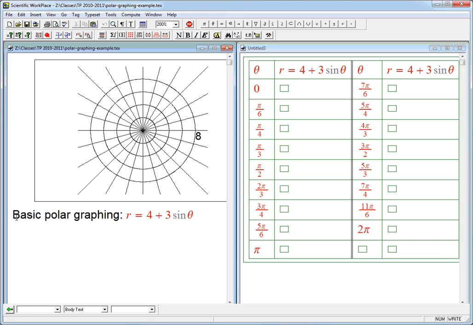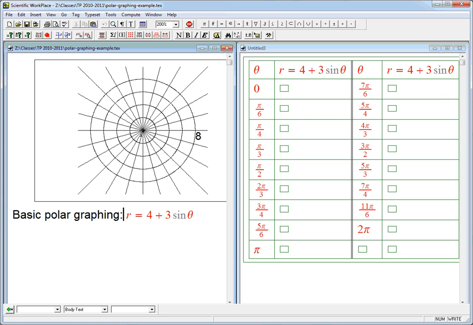Here's an example of basic polar graphing. We're going to do a little bit of this mixed in with the conics, and it's going to get us ready for some other kinds of graphing like parametrics. And it's a good review of stuff that connects with last semester with the trig. So here's polar graph paper.